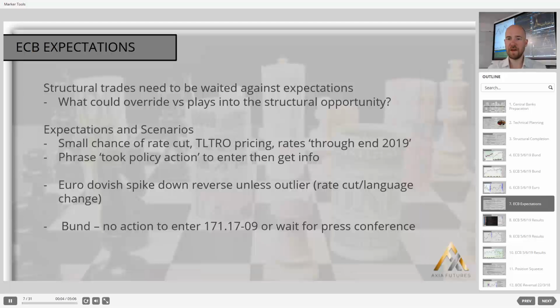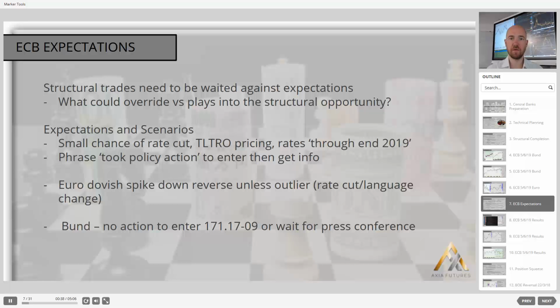In terms of how you're going to manage these structural trades, now you need to understand the expectations and also understand the scenarios that are going to override this play. If you have a situation in, say, the Bund that is extremely dovish, let's say for example a rate cut against expectations, or similar in the euro, so a rate cut against expectations or the beginning of QE, yes, you'll get the completion of the move to the downside in the euro, but it's unlikely then to reverse as well.